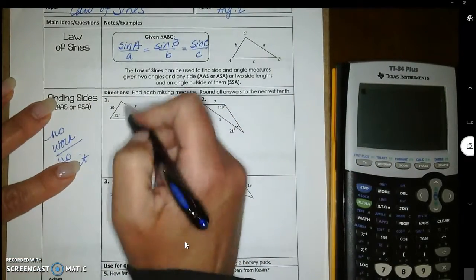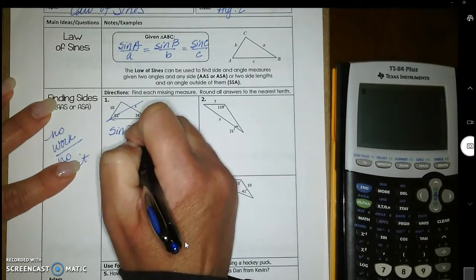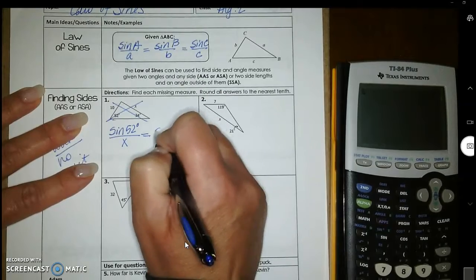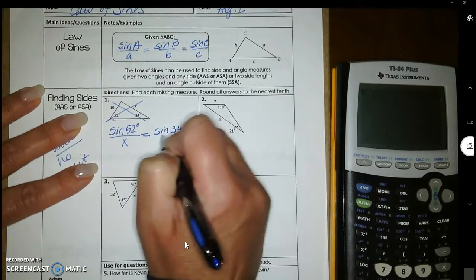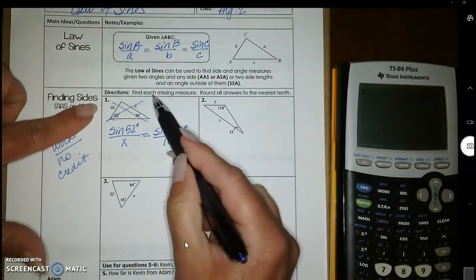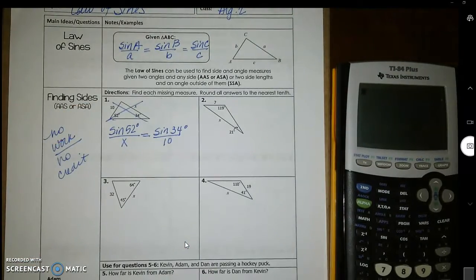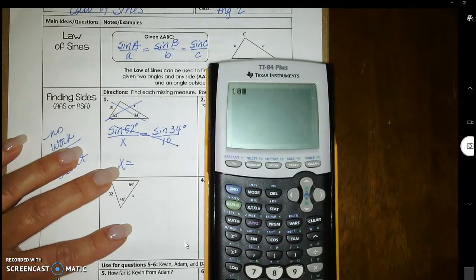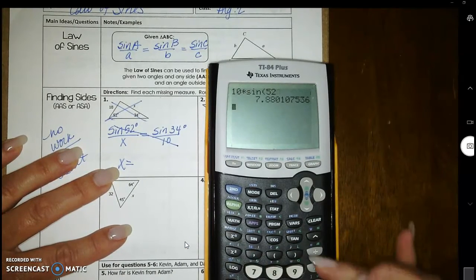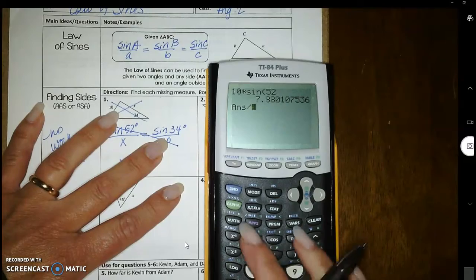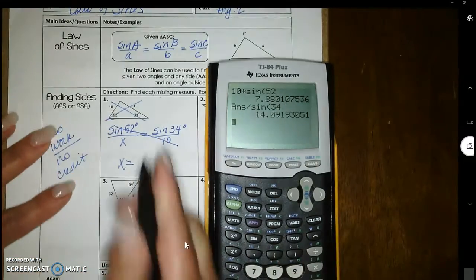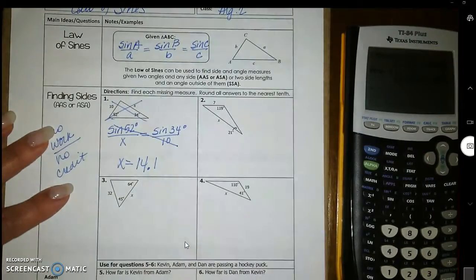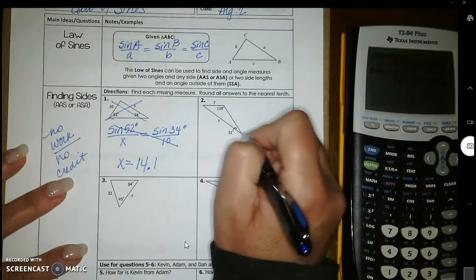So I'm going to do the sine of 52, love that number, by the way, favorite number in the world, over x, equals the sine of 34 over 10. It looks like all I have to do is find the missing piece, so all I have to do is find x, and I'm good. Let's see what I get. Let's type this in: 10 times the sine of 52 divided by the sine of 34. And I get 14.0. Round all answers to the nearest tenth, 0.1. Nice. Let's do it again.